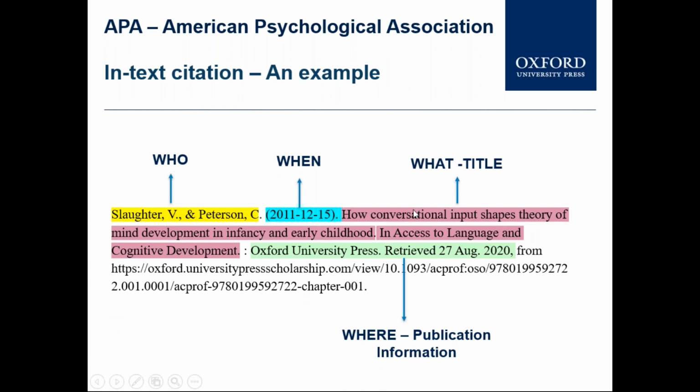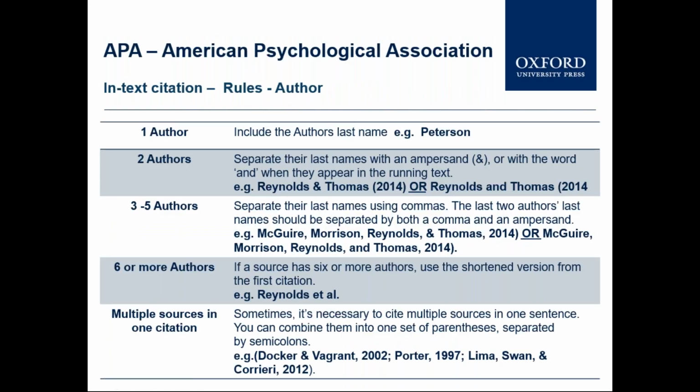You see who, when, what, where. Very simple. What are the author rules for it? If it is one author, it will just include the last name of the author: Peterson, Sen.